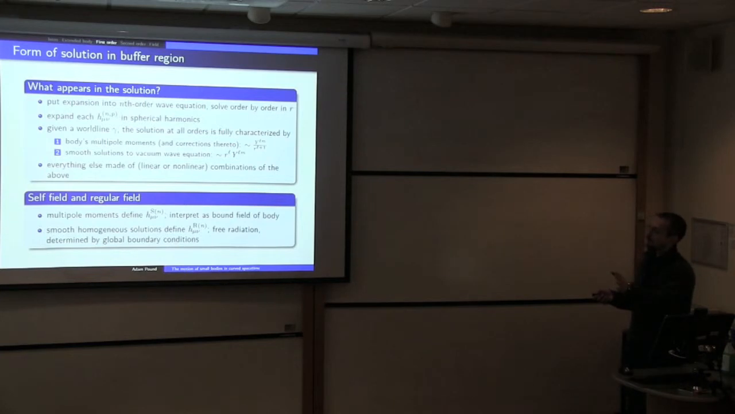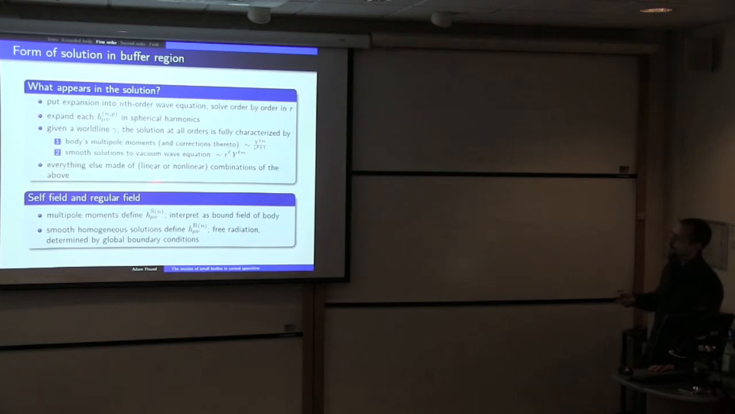Now if I just pick some world line, then the solution I get at all orders, so all orders in R and all orders in epsilon, is fully characterized by two sets of things. First, the multipole moments of the object, and I'm defining those multipole moments just from the form of the metric. These come from terms that are behaving as 1 over r to the L plus 1. Then you also have smooth solutions to the vacuum wave equation. These are coming from terms that behave as r to the L. So these two types of solutions will be familiar just from undergraduate electrodynamics, hopefully.